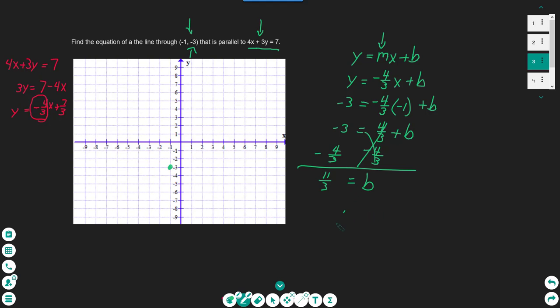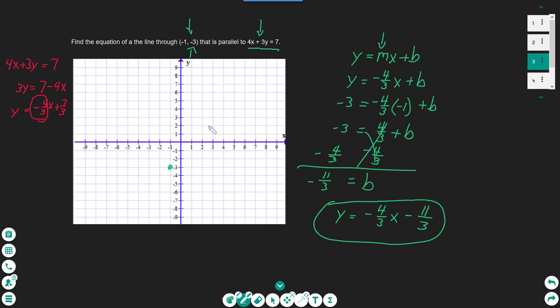So the b is equal to 11/3. So we end up with y is equal to -4/3 x plus 11. And actually, I'm sorry, that should be a negative 11/3, which of course is going to change this to -11/3. Hopefully you saw my mistake there. Negative plus a negative is going to give me a negative. All right, so there we go. That would be the equation of the line.